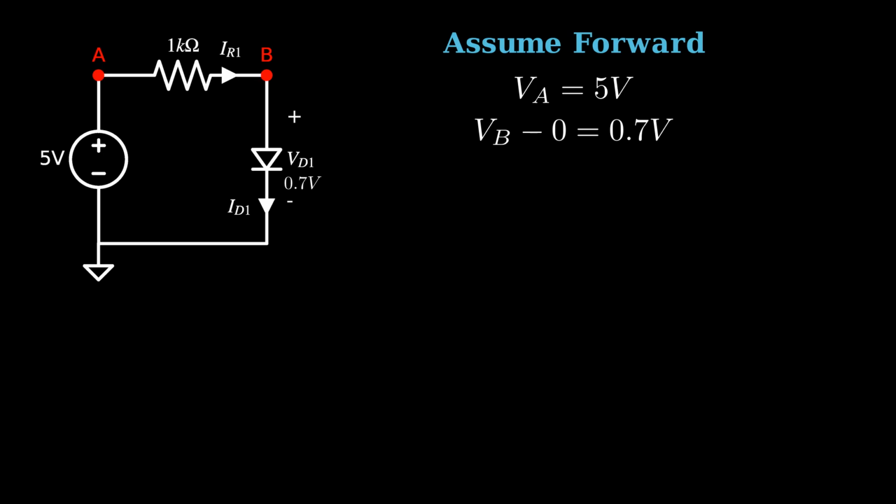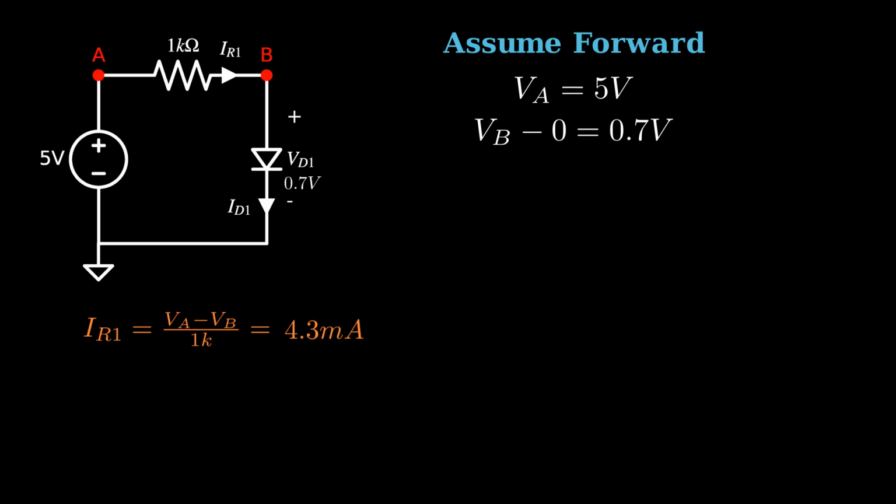But these node voltages are only valid if the assumption was correct. If the assumption is not correct, I have to throw them out and start again with a new assumption. Since we assumed the voltage across the diode, I will check the assumption by finding the current through the diode.